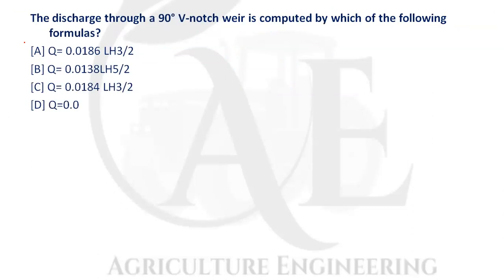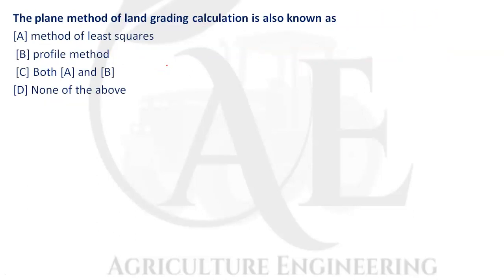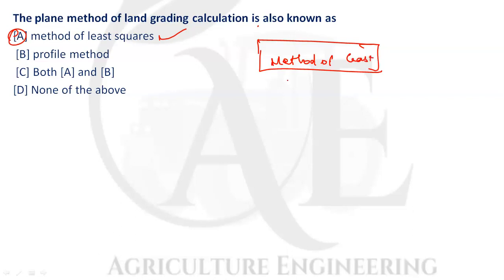Next question. The discharge through a 90-degree V-notch weir is computed by which of the following formulas? So for V-notch weir, the formula becomes V is equal to 0.0138 LH^(5/2). Okay, this is the formula. So here the option is B. It's the correct answer. Next question. The plane method of land grading calculation is also known as method of least squares. Option A is the correct answer. We can also call this method of least squares.